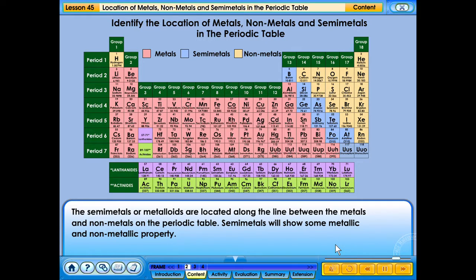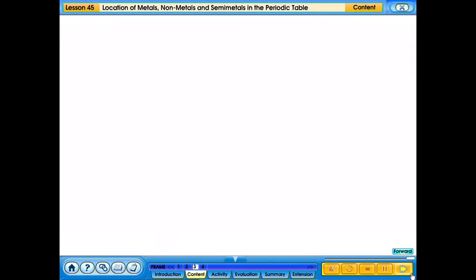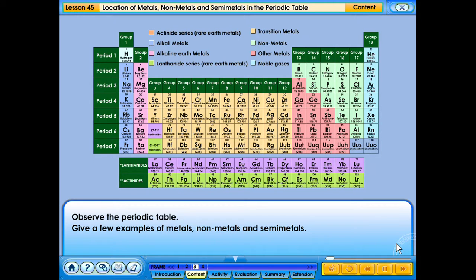The semimetals or metalloids are located along the line between the metals and nonmetals on the periodic table. Semimetals will show some metallic and nonmetallic properties. Observe the periodic table. Give a few examples of metals, nonmetals, and semimetals.